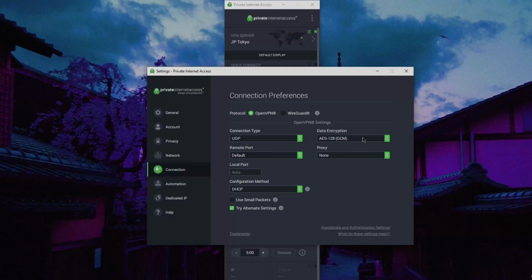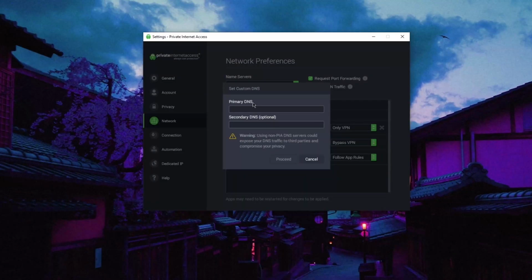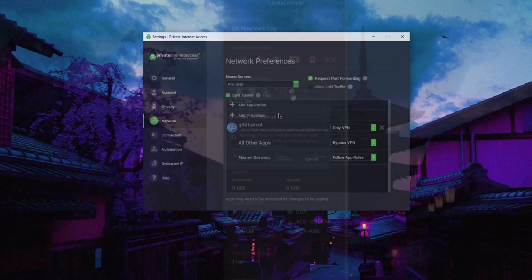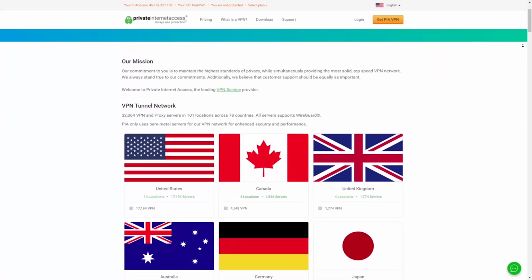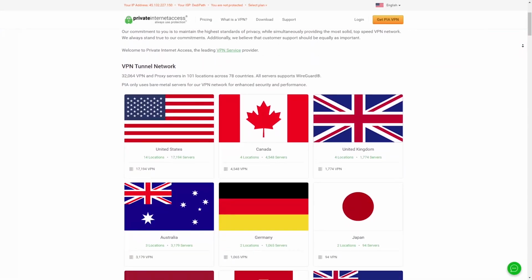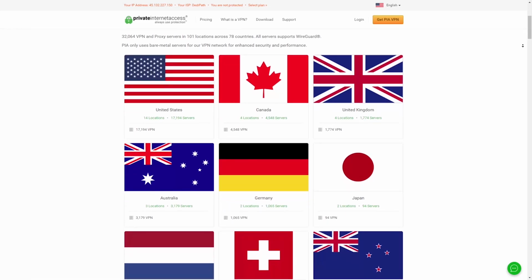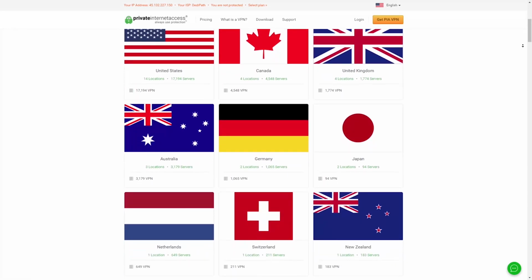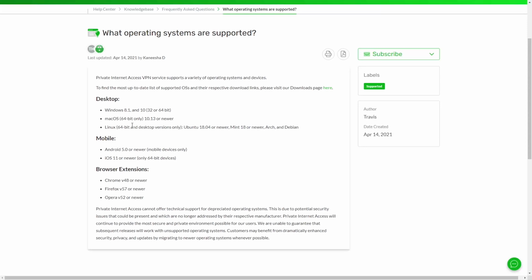Besides that, PIA is packed with security features, especially when it comes to protocol customization, as well as other features like custom DNS and dedicated IP. PIA has the largest network of 32,000 VPN and proxy servers spread across 101 locations in 78 countries, and they're all supported by the WireGuard protocol. PIA will also allow users to secure up to 10 simultaneous connections per subscription.